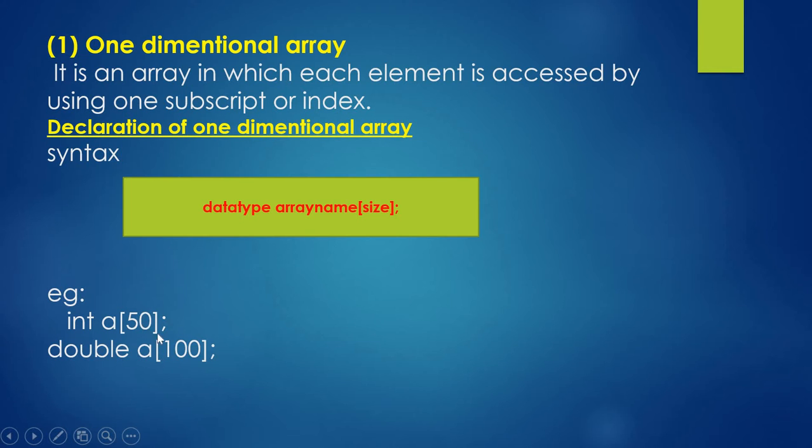And here the size, 50 and 100, should be an integer value. The subscript should be of integer data type, so the size should be an integer value. This 50 is an integer value. This 100 is also an integer value. But the data type of this array is double. See here, this 50 and 100 should be an integer value. The size or subscript of an array should be an integer value.